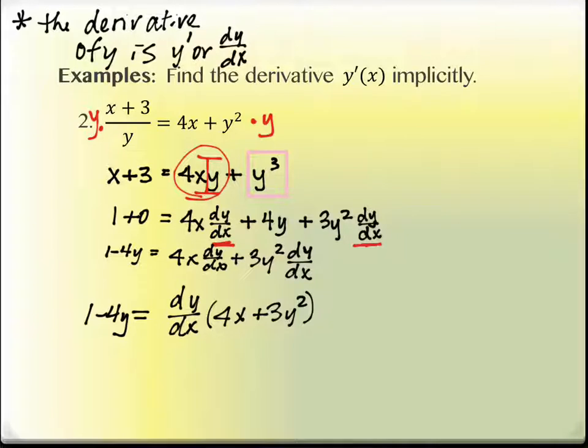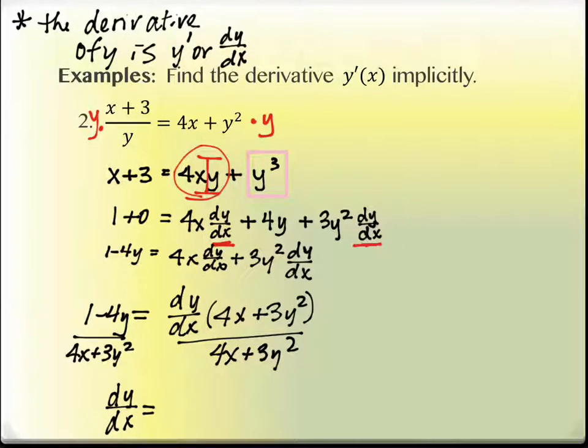Okay? So then we just divide by the parts in parentheses. You got it. So we have 4x plus 3y squared that we will divide both sides by. So if I write it with the dy dx on the left, then dy dx will equal 1 minus 4y divided by 4x plus 3y squared.